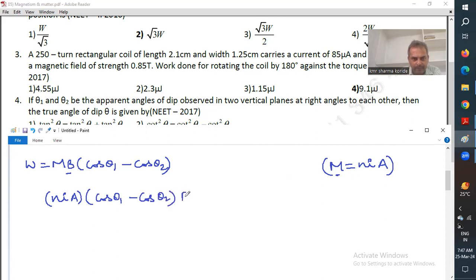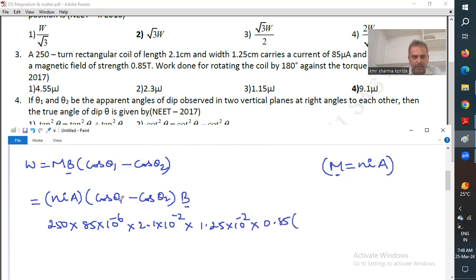along with the B. So N is number of turns, it is 250 turns. I is 0.85 microamperes. Micro means 10 to the power of minus 6. Area is associated with the length and width. It is 2.1 into 10 to the power of minus 2 because it is in centimeters. Length into breadth, you can call width as breadth. So it is 1.25 into 10 to the power of minus 2. Then there is B. B is also 0.85.